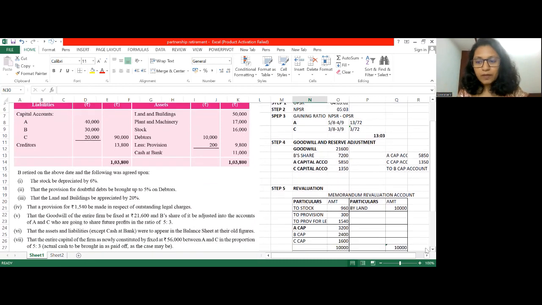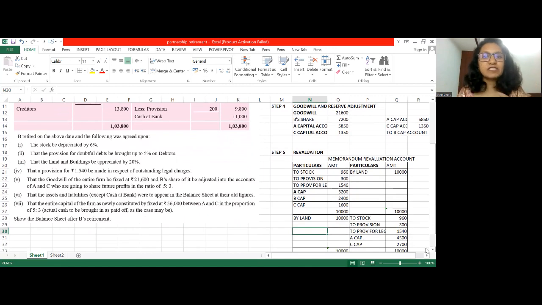Because we are just going to adjust the profit or loss on account of revaluation through the capital accounts of the partners, without affecting the assets. That is what is going to happen.